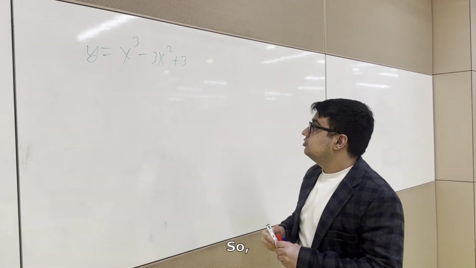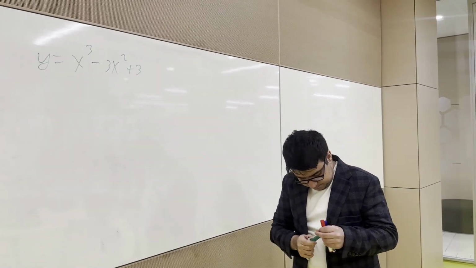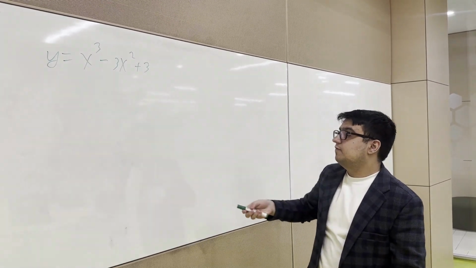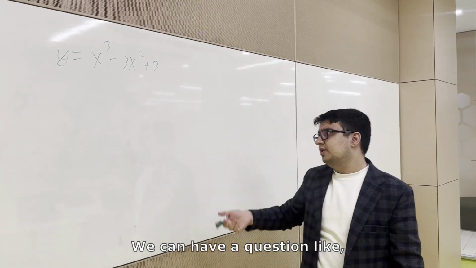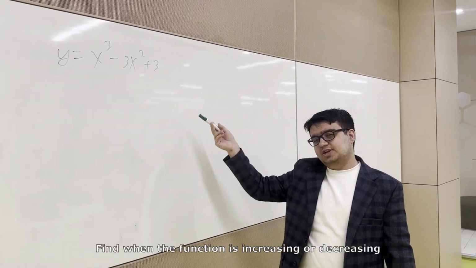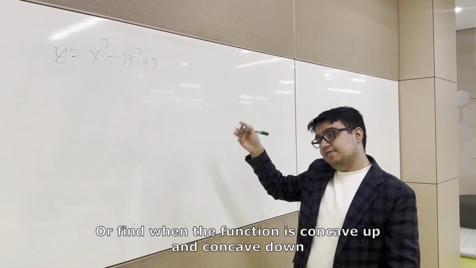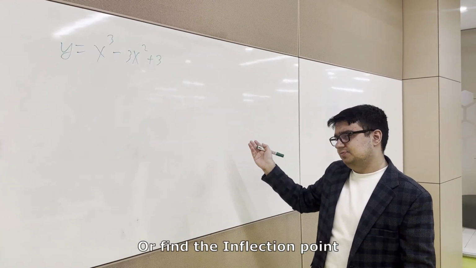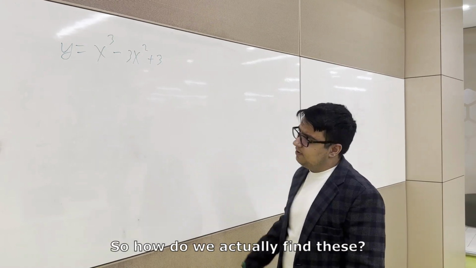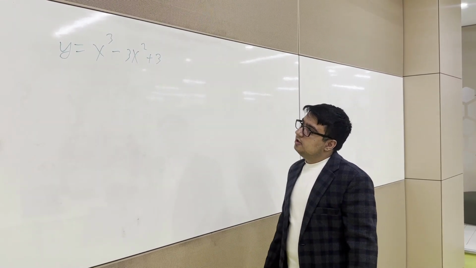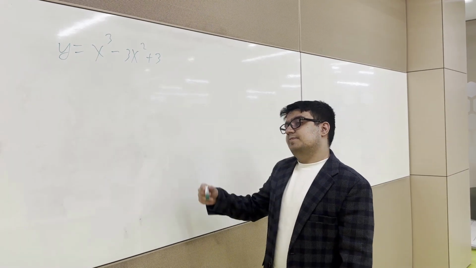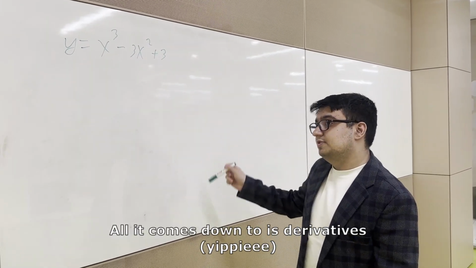Okay. So to find the properties of the function, we can have a question like: find when the function is increasing or decreasing, or find when the function is concave up or concave down, or find the inflection point, or find the critical point. So how do we actually find these? Well, to find these, it all comes down to derivatives.